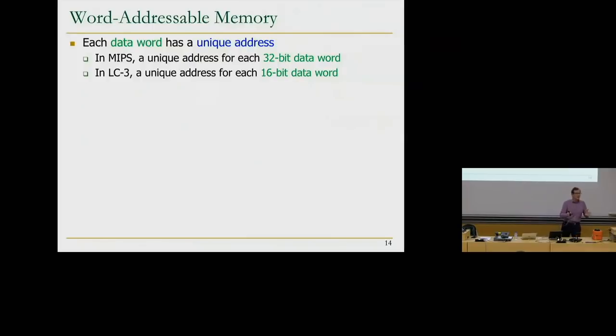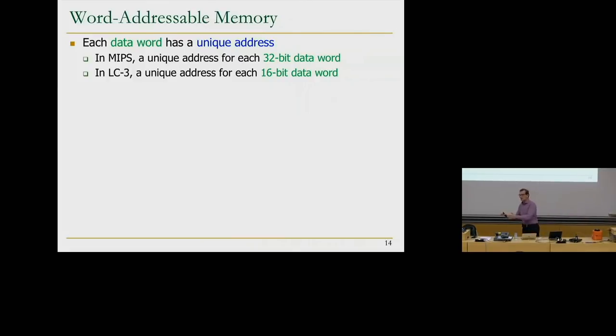If you have a word addressable memory, from the programmer's perspective, each data word has a unique address. In MIPS, as I said, a unique address is for each 32-bit data word. In LC3, which is in this blue book over here, Patt and Patel, the unique address is for each 16-bit data word. So it's basically the definition of the instruction set architecture.